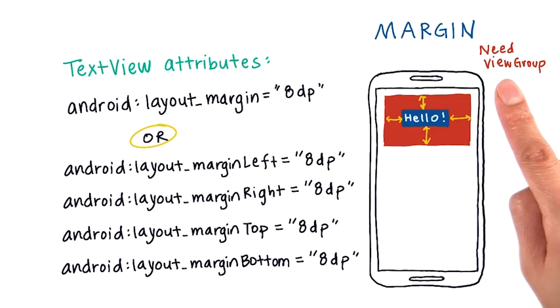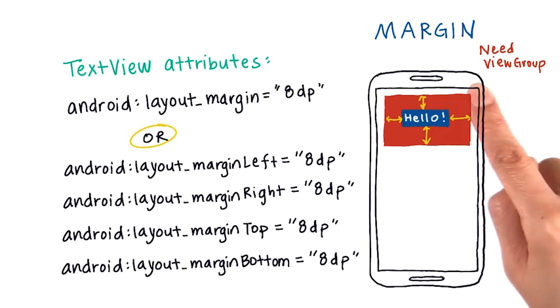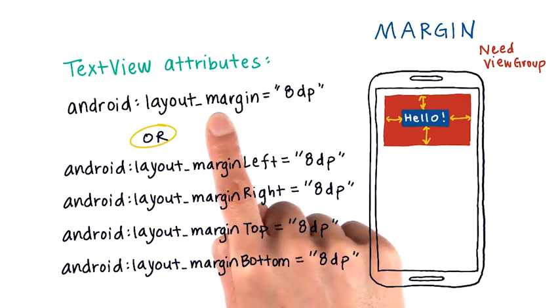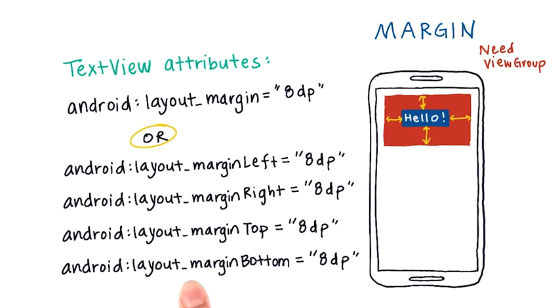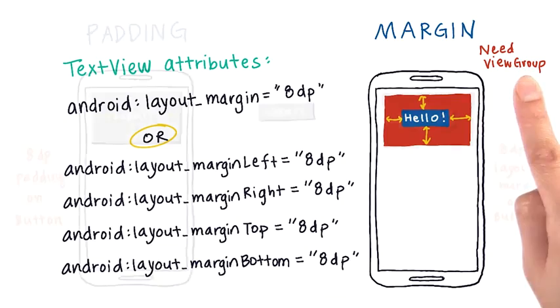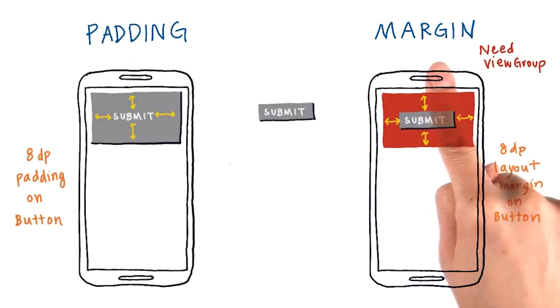To remember that the view group is the one that positions these children based on margin, you can look at the attributes. They all start with layout_ for margin. That way you know that the view group is the one who's handling the positioning of these views. Padding and margin can apply to all views.